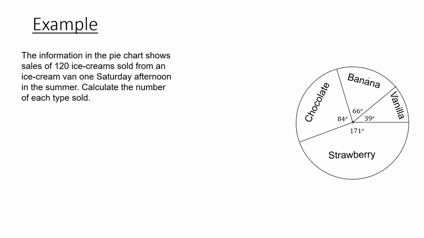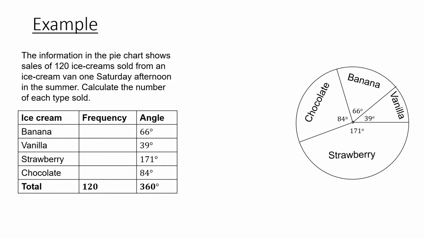So we're given our pie chart and it's told us that each section, banana is the flavouring, banana ice cream is 66 degrees, vanilla 39 degrees, strawberry 171 degrees, and finally chocolate is 84 degrees. So we have our table of our ice cream flavours, which is banana, vanilla, strawberry and chocolate. We know that there is a total of 120 ice creams sold because it's told us it's 120. And remember the total angle is 360 for our circle. And then all we've done now is fill in our angles that are given to us in our pie chart.